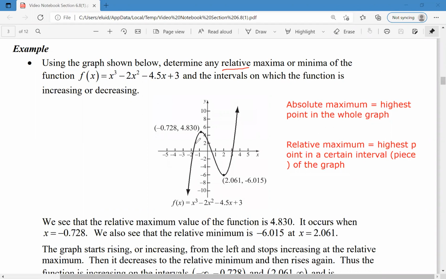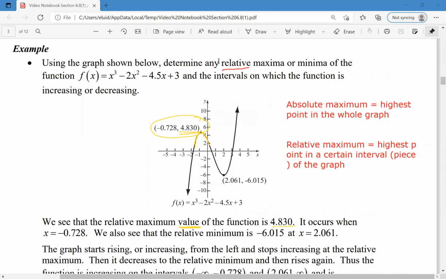So let's start with this hilltop shape right here. I've just colored it in yellow. This point represents a relative maximum. Now, sometimes you'll be asked for a maximum value. The value is the y coordinate. So in this example, the relative maximum value is 4.830. Okay, so let's make a note of that.